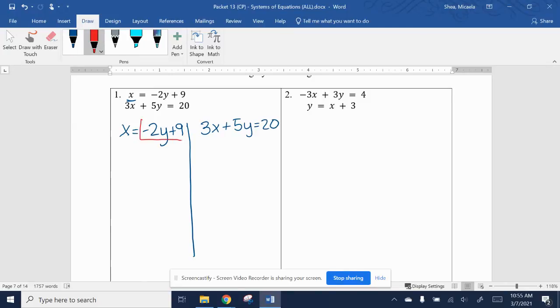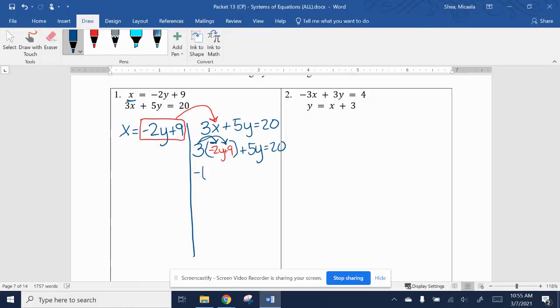We're going to put this negative 2y plus 9 anywhere we see x in the other equation. So in place of x, I put parentheses. So 3 parentheses plus 5y equals 20. And I'm going to put negative 2y plus 9 inside the parentheses. I'm going to start to solve by distributing.